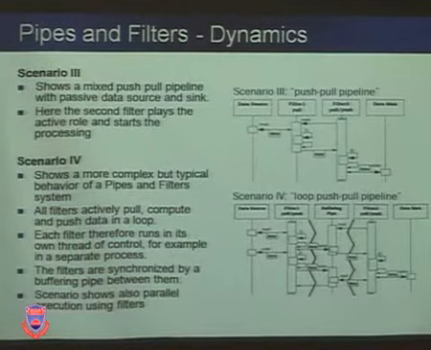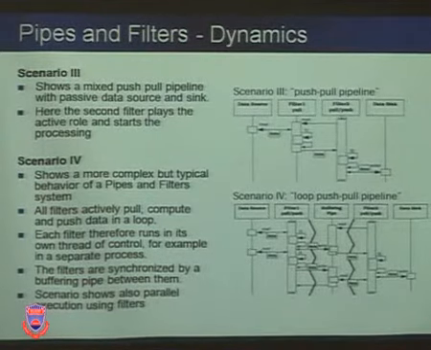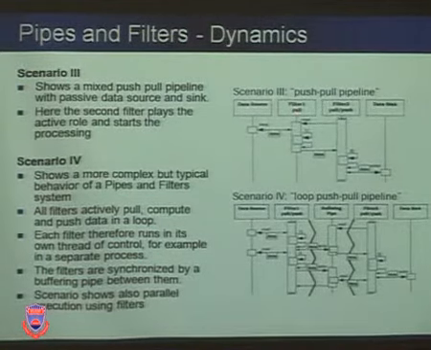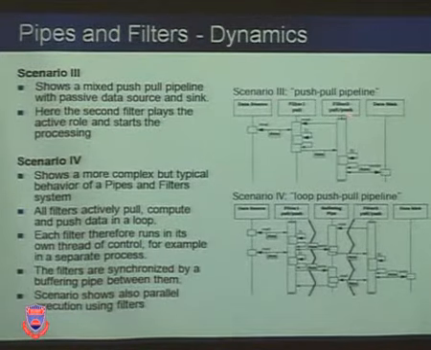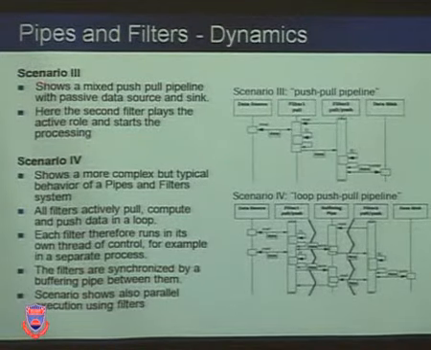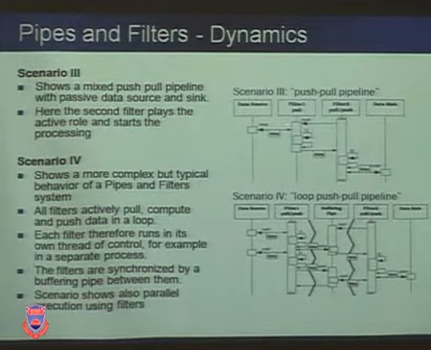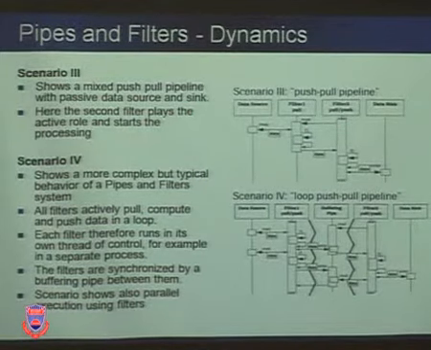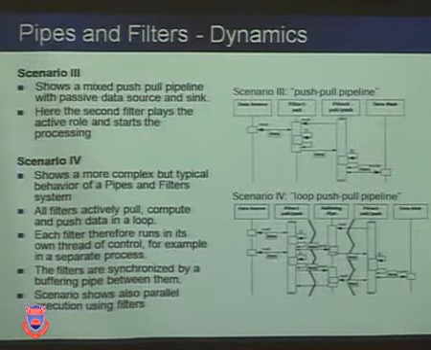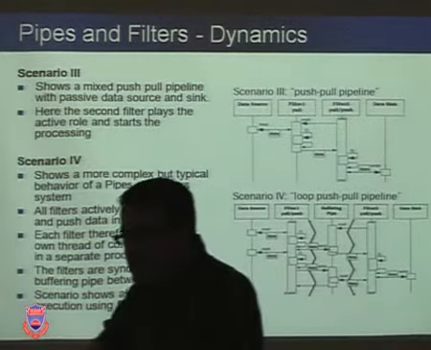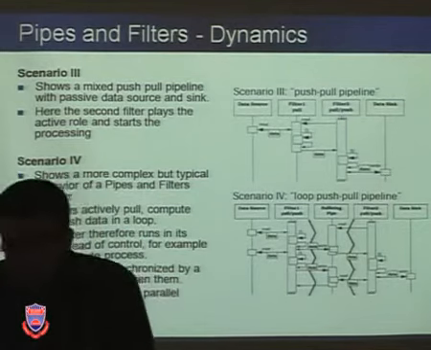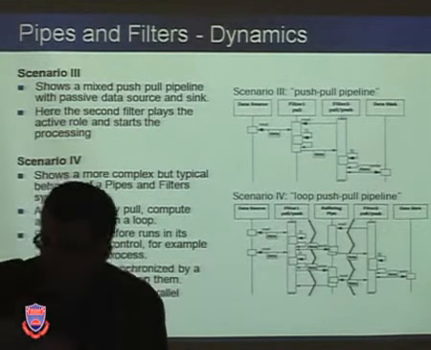You could also, of course, have a push-pull pipeline, where filter 1 is a pull, and filter 2 is both a pull and push. This scenario 3 is a mixed push-pull pipeline with a passive data source. Passive means it doesn't do anything by itself, it's not proactive, it's just there, and somebody has to get the data.